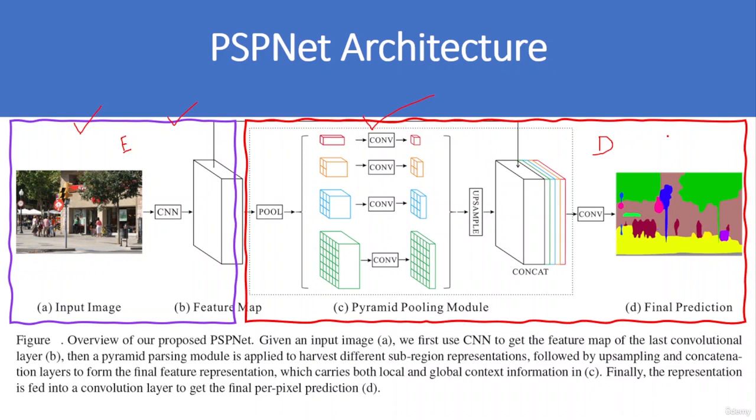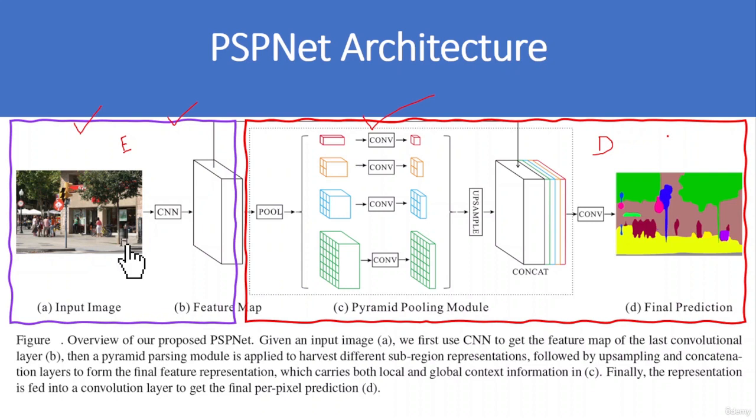PSPNet is a fully convolutional neural network for image semantic segmentation. It consists of a pyramid pooling module to exploit the local and global context information. PSPNet performs the segmentation on Pascal and Cityscapes benchmark datasets. In PSPNet, first a feature map is extracted from the last convolutional layer of the convolutional neural network, which is fed to the pyramid pooling module in order to harvest different pooling pyramids. Finally, a convolutional layer is applied to obtain the pixel-wise prediction.